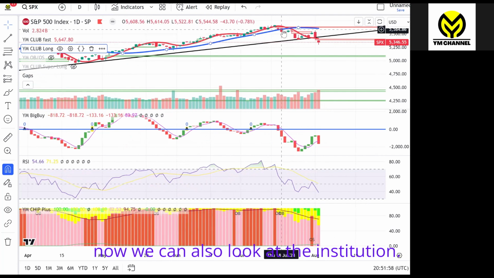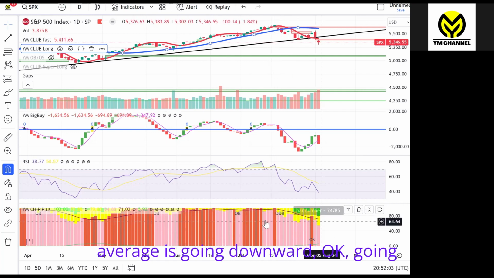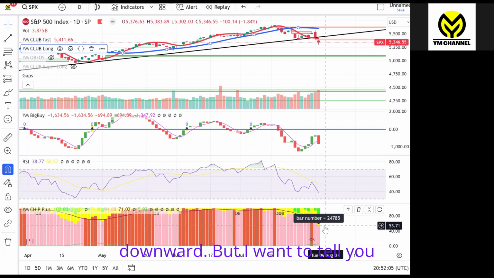Now we can also look at the institution. The purple line, which is the average, is going downward. But I want to tell you something: the opportunity is from the drop. When the price drops and they also drop, that's the opportunity for us to pick up. I'm not saying now, because this is just the start of August. I'm saying the opportunity is from the drop.